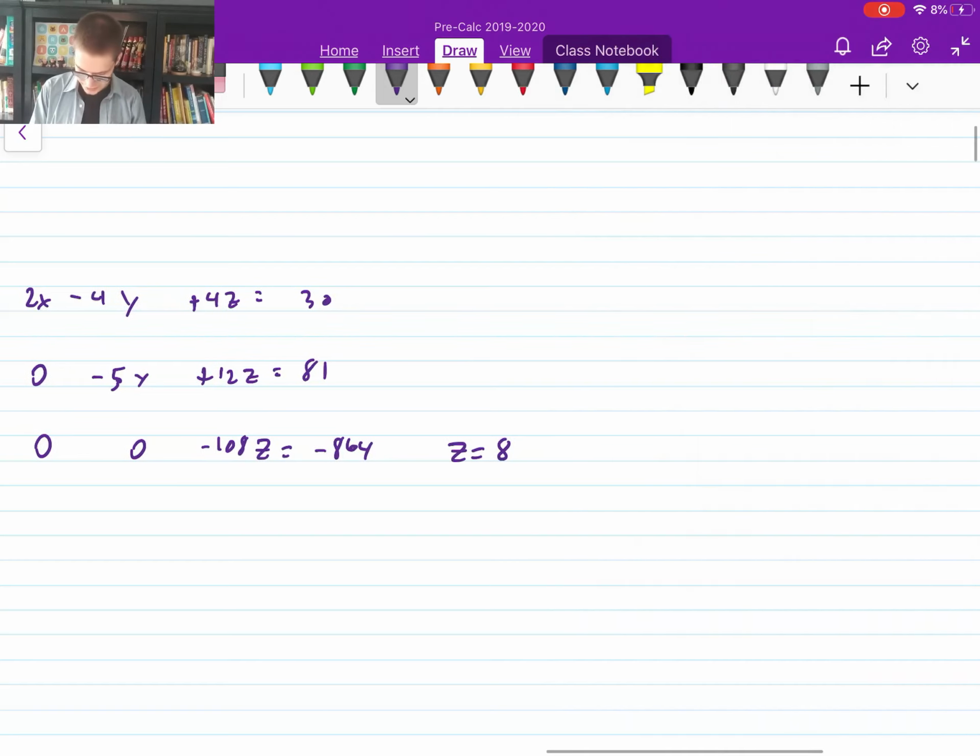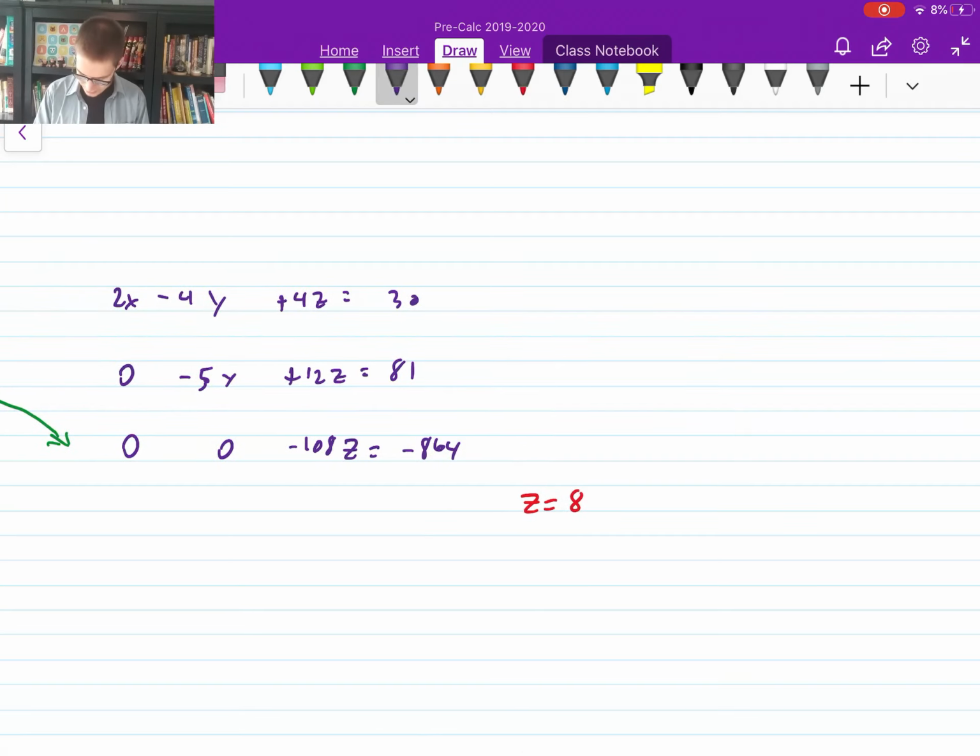Great. So now I can just replace from here. Actually, let's write this in a different color down here. We can make that red so we know that's something we want to keep track of. Okay, so z equals 8. I can replace the z's in the other two equations with 8s. So we get 2x minus 4y plus 4 times 8 equals 30. And then we get negative 5y plus 12 times 8 equals 81.